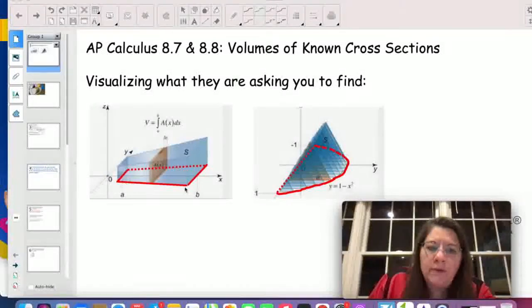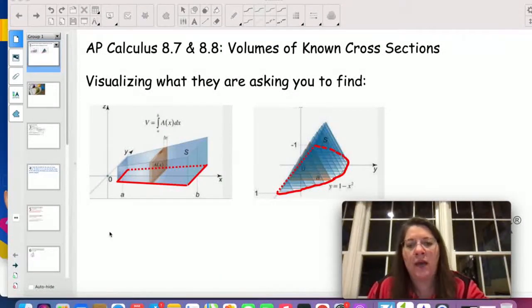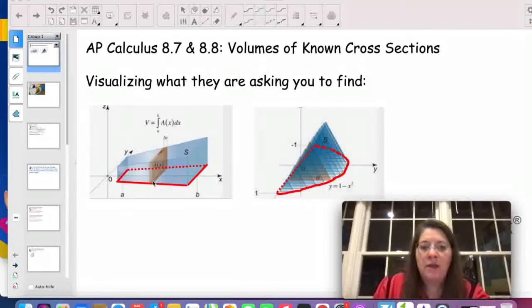And so what I've done here is it looks like I've got two straight lines. I've got this line here and I've got this line here. And what this problem probably said is that you've got rectangular cross sections, and those cross sections are perpendicular to the x-axis. This right here is a rectangle.